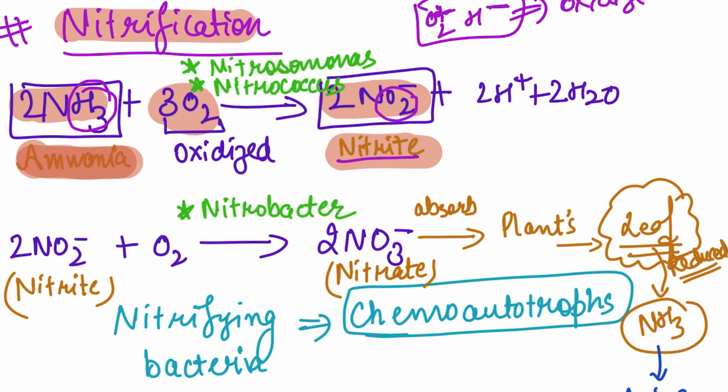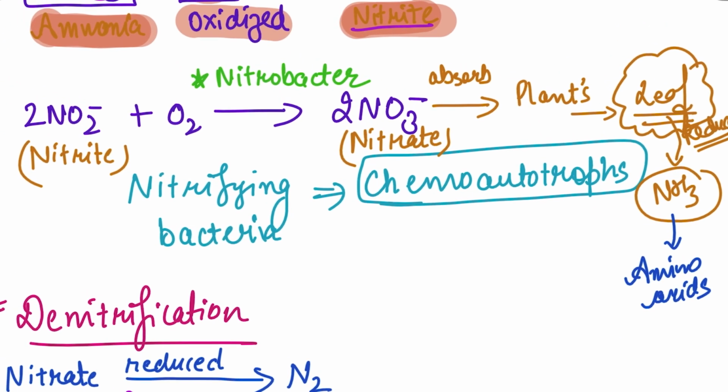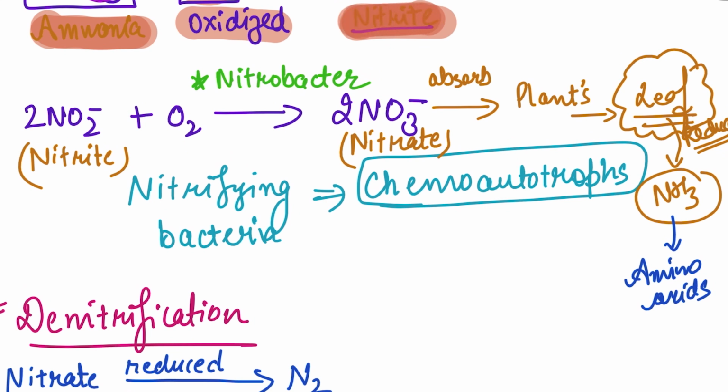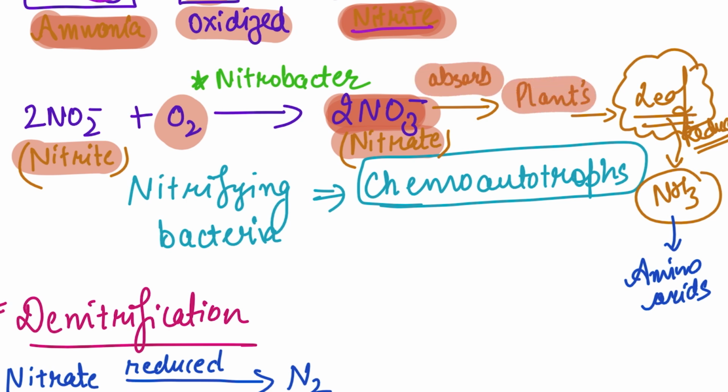Here ammonia, with the help of oxygen, is oxidized to form nitrite, releasing water and H positive ions. Okay, now nitrite is formed. This nitrite is further oxidized to form nitrate, and this nitrate is absorbed by plants, right? And through the plants it goes to the leaf part where it is converted to ammonia and further to amino acid.